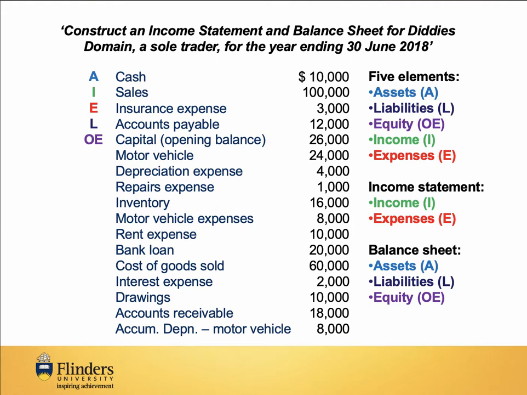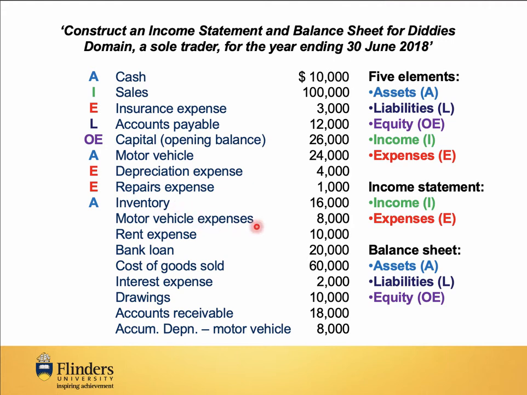Motor vehicle is a non-current asset, so it's an asset account. Depreciation expense. So with depreciation, remember there are two accounts. One is an expense account, which will be called depreciation expense, and the other is a contra asset account, which is accumulated depreciation. This one is depreciation expense, so it's an expense account. Repairs expense, says expense, so it's an expense account. Inventory is an asset account, it's a current asset.